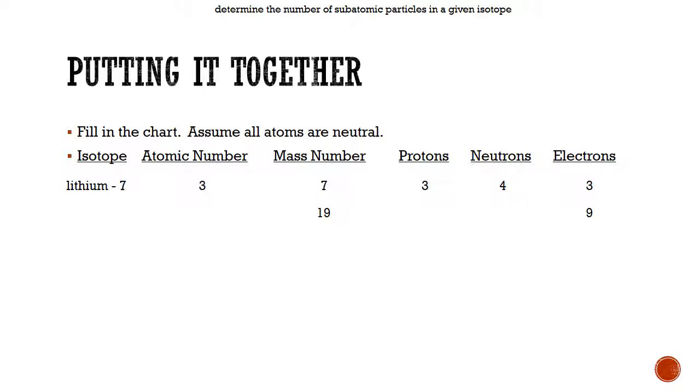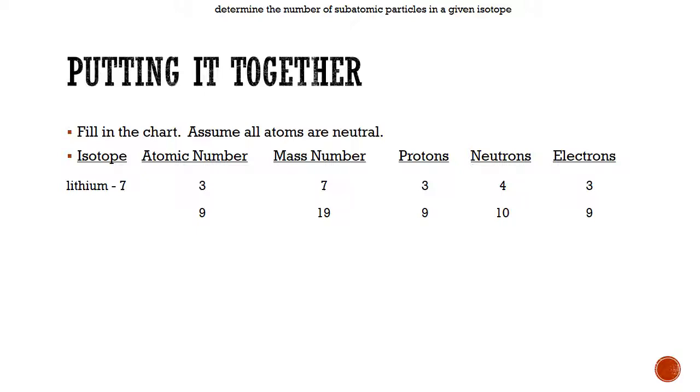Okay, next one. This time we're given the mass number and the number of electrons. Well, based on this, if I have 9 electrons, that means I have to have 9 protons. And if I have 9 protons, the atomic number must also be 9. And then for my neutrons, I know that the mass number is 19, so the protons of 9 plus whatever the neutrons are have to add up to 19, so the neutrons has to be 10.